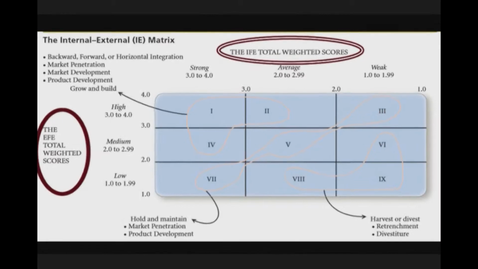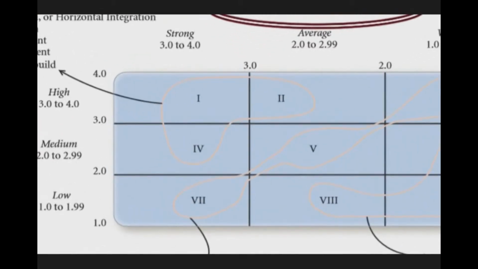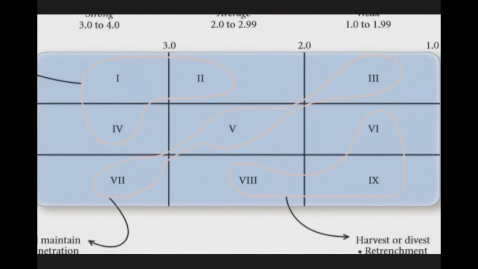As seen in the diagram, the IE matrix positions divisions in a 9-cell display. It can be divided into 3 major regions that have different strategy implications. First, the prescription for divisions that fall into cells 1, 2, or 4 can be described as grow and build. Intensive or integrative strategies can be most appropriate for these divisions. Second, divisions that fall into cells 3, 5, or 7 can be managed best with hold and maintain strategies. Third, a common prescription for divisions that fall into cells 6, 8, or 9 is harvest or divest.